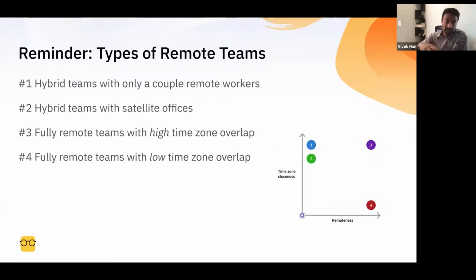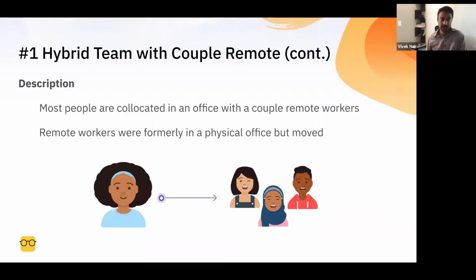So coming back to the different types of remote teams, as a quick reminder. Number one, hybrid teams with only a couple remote workers. Two, hybrid teams with satellite offices. Three, fully remote teams with high time zone overlap. And four, fully remote teams with a low degree of time zone overlap. Okay, so let's really drill into this first one of hybrid teams with a couple remote workers.